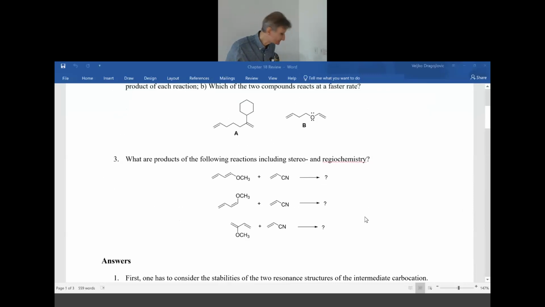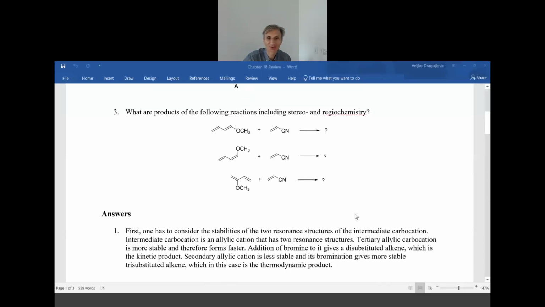And finally, question 3 is a little bit longer. What are the products of the following reactions, including stereo and regiochemistry of each product? So you have 3 reactions here. And at first glance, to some of you, this may appear a little bit puzzling, because you may not recognize what these reactions are and what is going on here. If you looked at the answers, you probably know already.